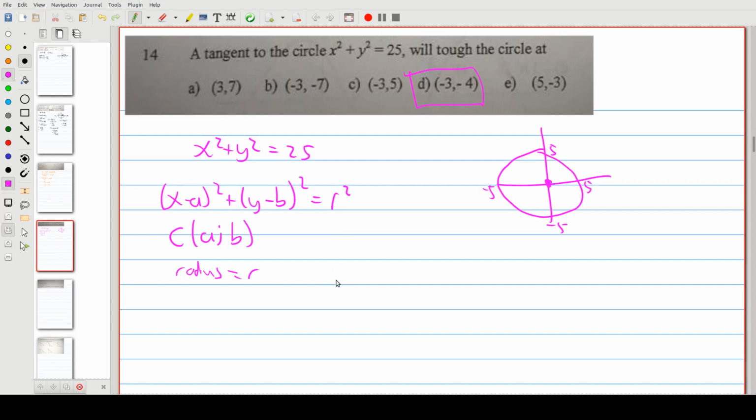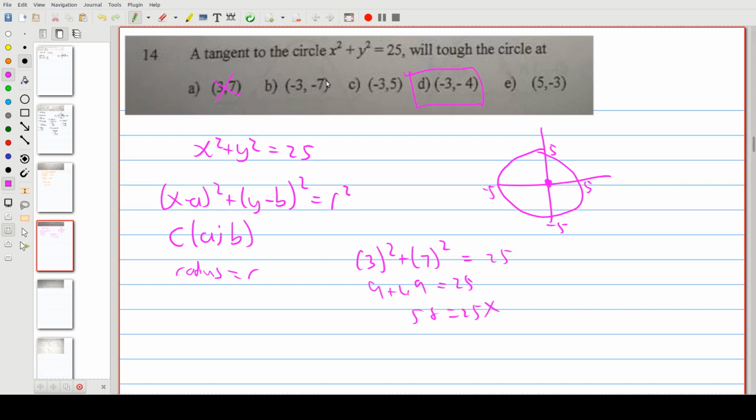And let's see. Let's just do one first that I think will not work. This one. Okay, so if we choose that one, then we'll have x squared plus y squared equals 25. So this will give us 9 plus 49 equals 25. So 58 equals 25. No, that's not right. So this won't work.